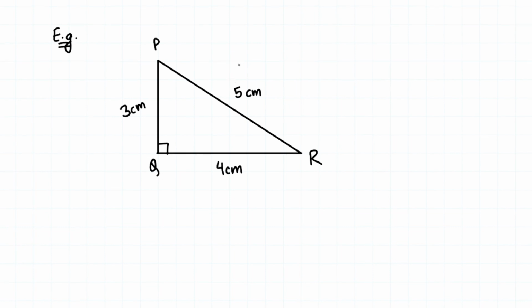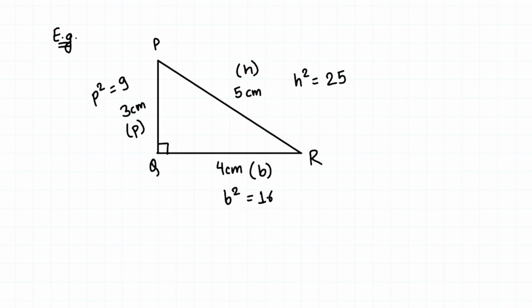Now, since this PR is our longest side, this is going to be our hypotenuse. This side, let's assume this as our perpendicular, and let's say this side is our base or B. Now, we know that the h square, hypotenuse square, is 5 square, which is going to be 25. The P square, the square of 3, is going to be 9. And the B square, the square of 4, is going to be 16.